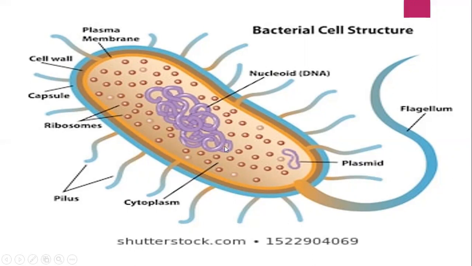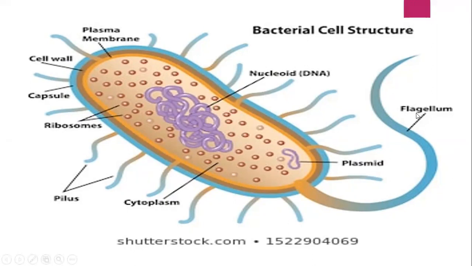center you can see there is, without any covering, without any nuclear membrane, a structure that is called the nucleoid. Nucleoid, that is DNA, deoxyribonucleic acid. This is all about the structure of a typical bacteria which we are going to see.